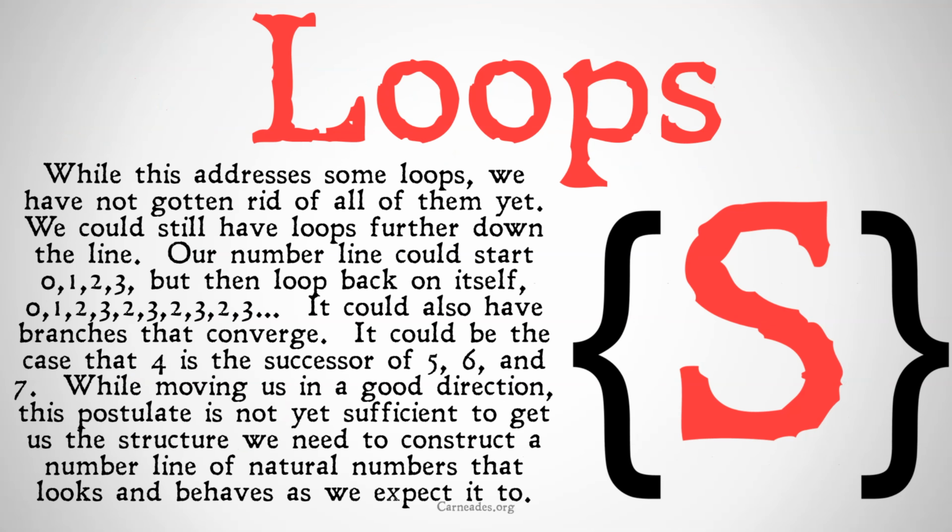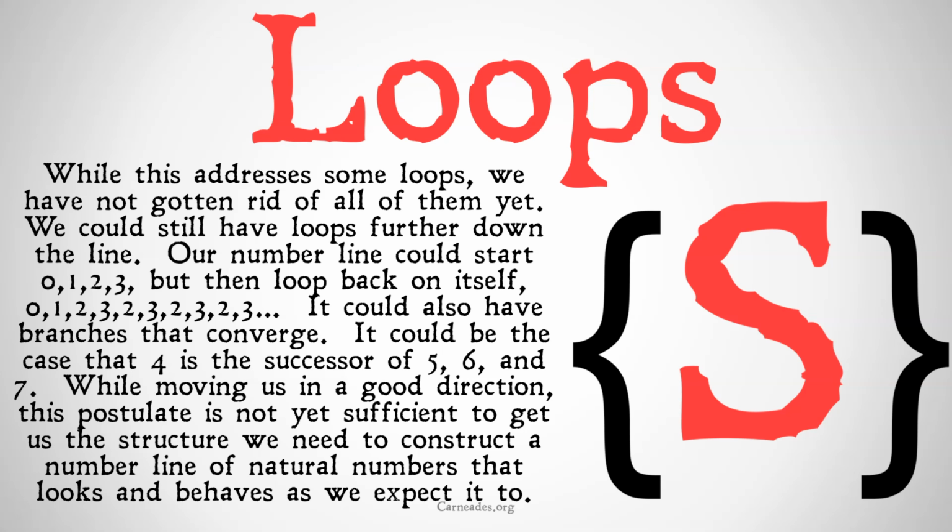While this addresses some loops, we have not gotten rid of all of them yet. We could still have loops further down the line. Our number line could start 0, 1, 2, 3, but then loop back on itself, 0, 1, 2, 3, 2, 3, 2, 3, 2, 3, etc. Because this still has a situation where 0 has no predecessor, but we just have a loop that goes over and over again, so we could only have 4 natural numbers.